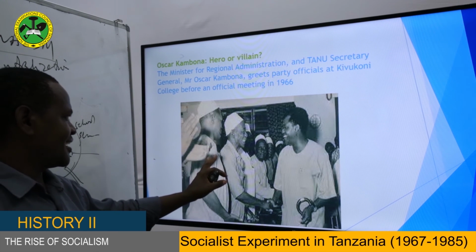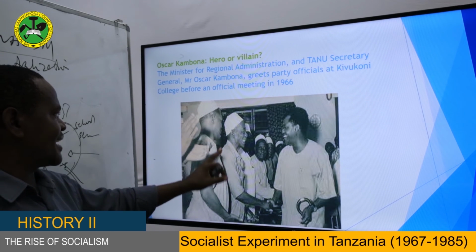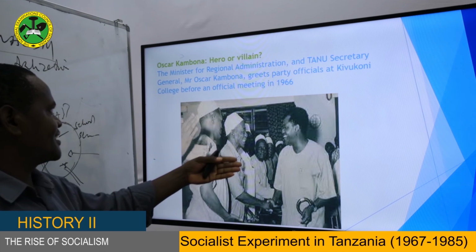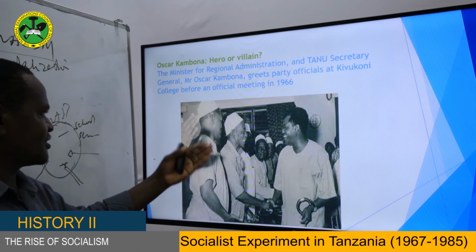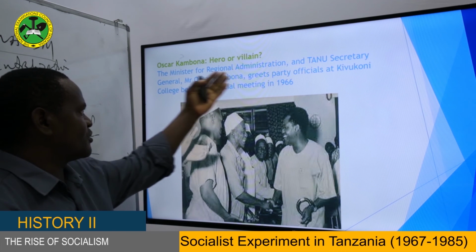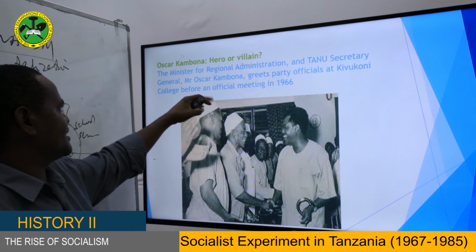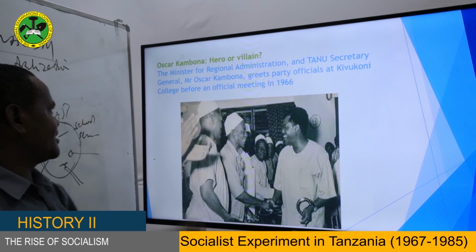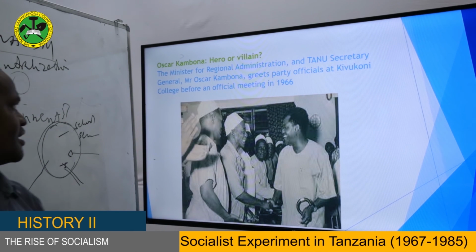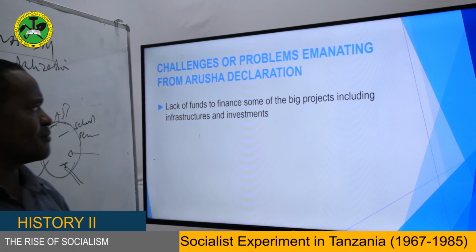This is Oscar Kambona. I don't want to say much, but this person, Kambona, was blamed. Kambona was blamed, of course, that he was not a good socialist and so on. And this is 1966 when he was meeting some of the people outside Kivukoni College. In 1966. Another point is lack of funds to finance some of the big projects.